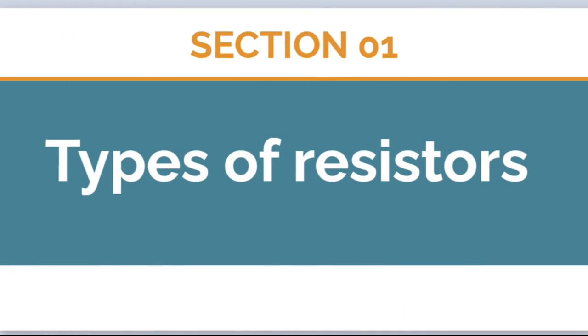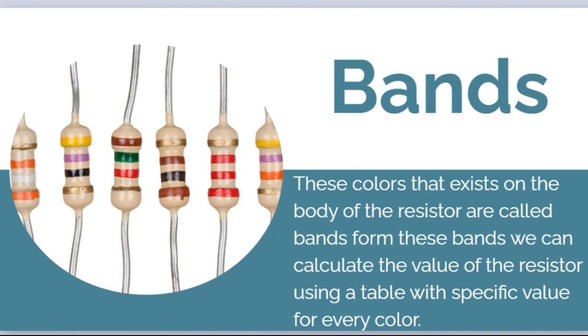Section 1 talks about the types of resistors. Bands. Before we begin explaining the types of resistors, we must know what these bands are. These colors that exist on the body of the resistor are called bands.